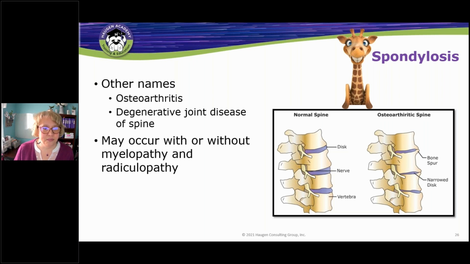So in the picture we have here on the left, we've got a normal spine. You can see we've got nice thick discs so that the bones are not compressing on each other. Everything looks good. The nerve roots are exiting normally. On the right, we have an osteoarthritic spine where we've got some narrowing of the disc space. We start to get the development of bone spurs. And with that, we also get this bone on bone. And because the discs are the shock absorbers of the spine, this is going to start to cause a lot of pain, and you don't have that shock absorption anymore.